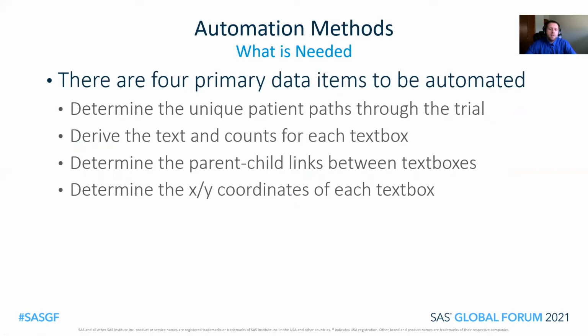So for automating, there are 4 primary data items that I need to automate. I need to determine the unique patient paths through the trial. I need to derive the text and counts for each text box, determine the parent-child links between the text boxes, and then determine the XY coordinates of each text box so I can determine where the text boxes go, as well as connect them with the lines.